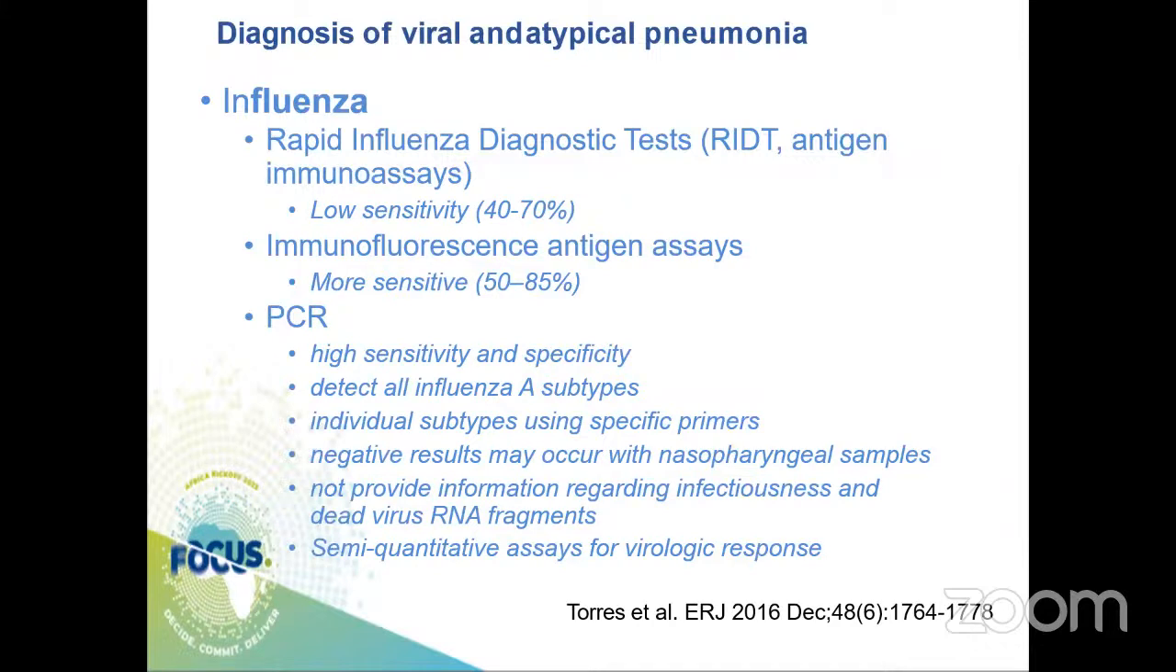Again, individual subtypes using specific primers. Negative results may occur with nasopharyngeal samples, not provided information regarding infectiousness, and dead virus RNA fragments. Again, for the people who understand molecular more, you understand when you talk about dead virus RNA fragments, yes, you can detect. But we'll see in subsequent slides that when you're doing syndromic testing, you need to check with the clinical history and the presentation, the clinician should check on those so that you can compare with your syndromic testing.